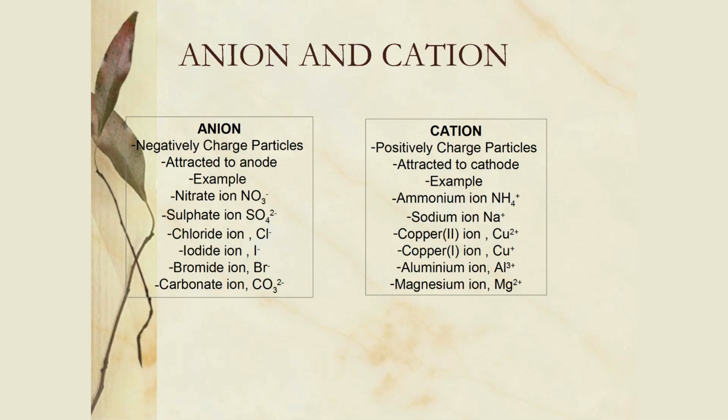Cations are positively charged particles, attracted to the cathode, the negative electrode. Examples: sodium ion, Na⁺; copper(II) ion, Cu²⁺; copper(I) ion, Cu⁺; aluminium ion, Al³⁺; magnesium ion, Mg²⁺.